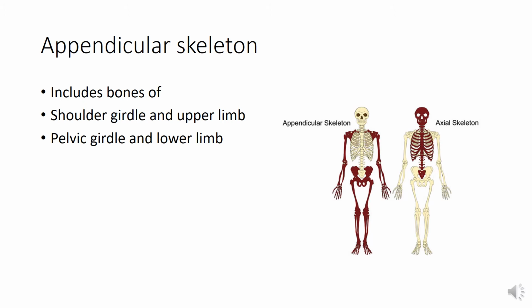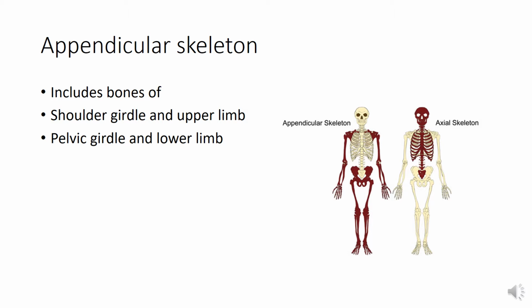Today we will discuss the bones of the body. First of all, the appendicular skeleton. The appendicular skeleton consists of the shoulder girdle and the upper limb, and the pelvic girdle with the lower limbs. So in this lecture we will do the bones of the shoulder girdle and the upper limb.